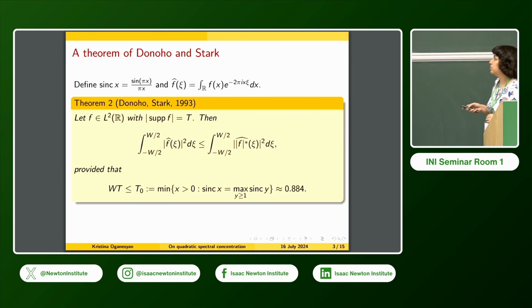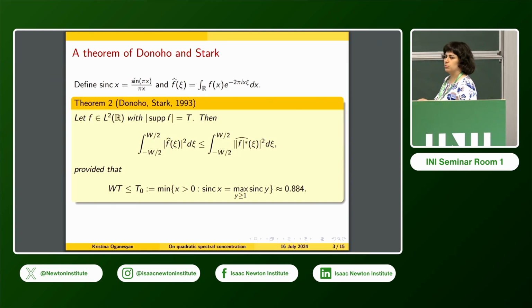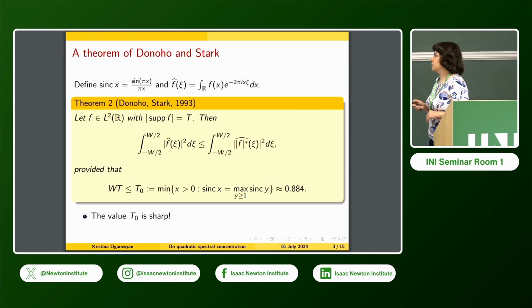A couple of important observations here. First, we actually don't have two parameters, T and W. By means of dilation, we can fix one of them and work with just the other one. So the important parameter is really the product. Another observation is that T naught is sharp. If we allow the function to have Wt greater than this value here, then we can find a counterexample to this inequality.